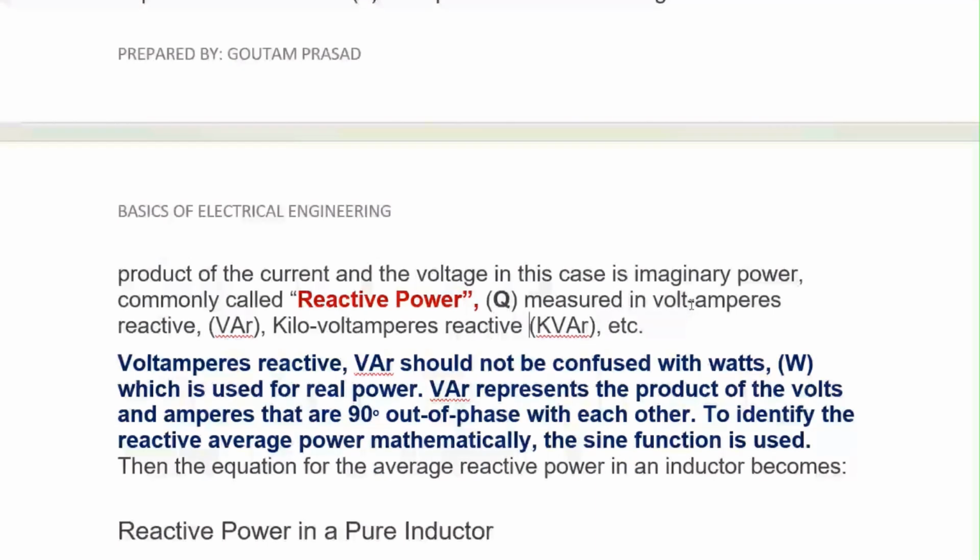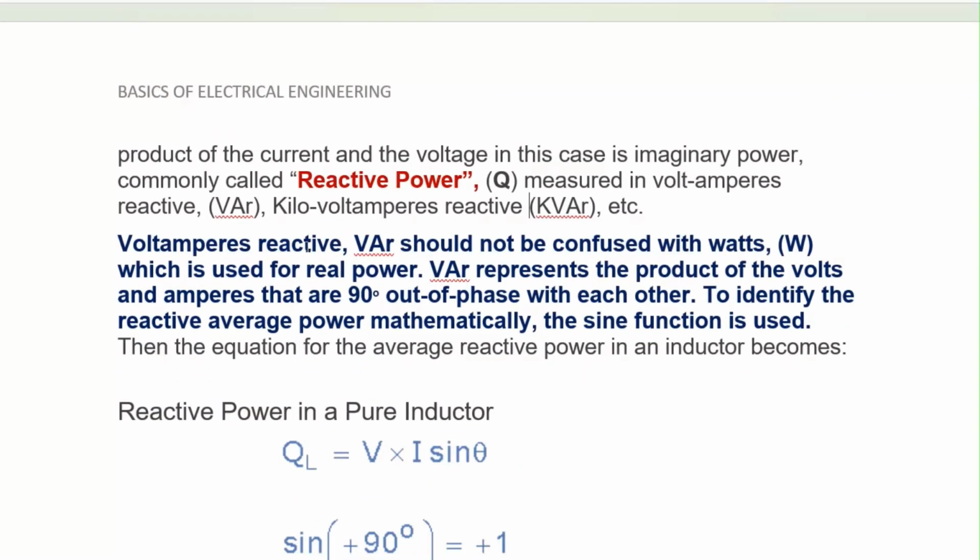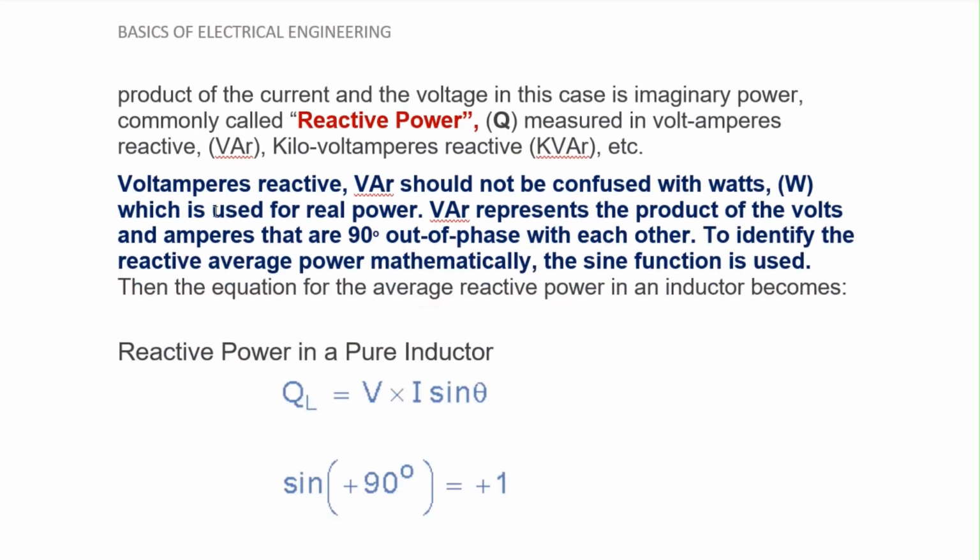So it is measured in volt amperes reactive and is called VAR, kilo VAR, like this. VAR is nothing but volt ampere reactive, and should not be confused with watt, which represents the real power, as we had seen in the case of the resistive circuit. VAR represents the product of the volt and ampere that are 90 degrees phase apart. They are 90 degrees out of phase.